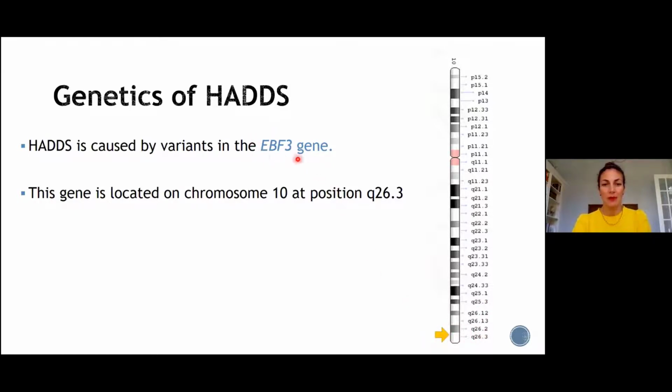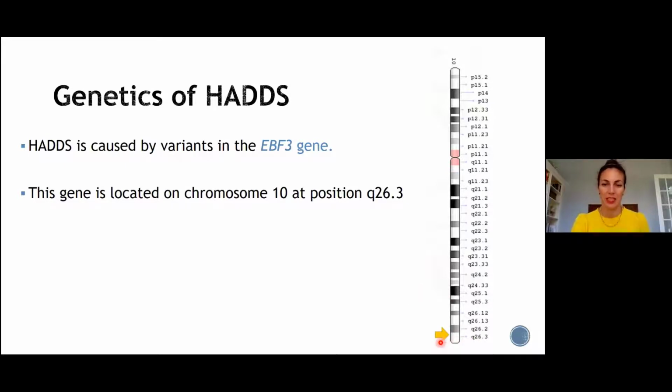And so they have EBF3 that's entirely missing, but they also probably have other genes that are missing as well. We would think that these children might have a little bit more medical, developmental, or health problems because, again, they're missing the entire gene as well as probably some other genes that are important for development. However, most of the time, the changes that we see in HADS are spelling changes, not chromosome conditions.